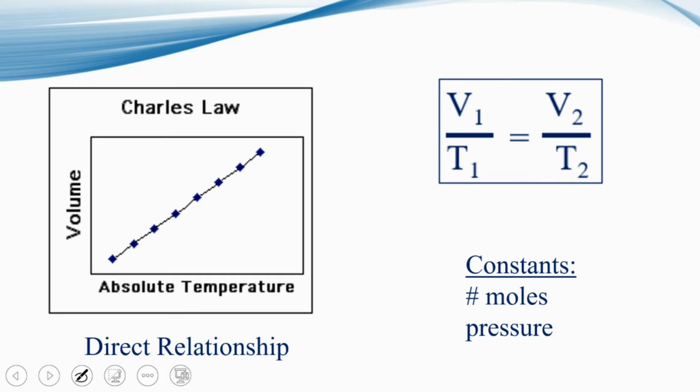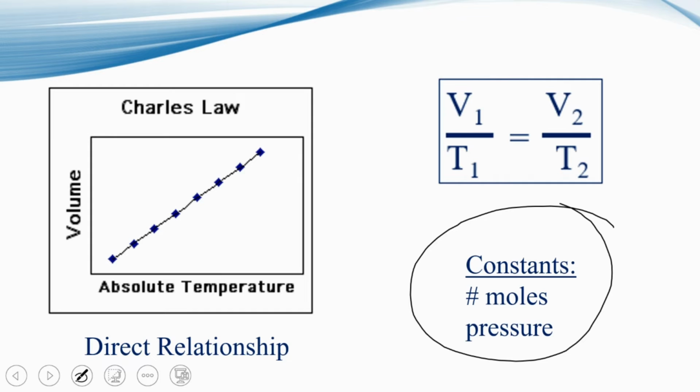We said that Charles's Law involves temperature and volume. The higher the temperature, the higher the average kinetic energy of the particles of the gas, the more they will expand out. So they're going to have more space in between each of those particles, and they're going to take up more volume. Therefore, we say that it's a direct relationship. Here, of course, we are assuming that our constants, meaning they don't change, are the number of moles and the pressure. So here on top, we have V1 over T1 equals V2 over T2.